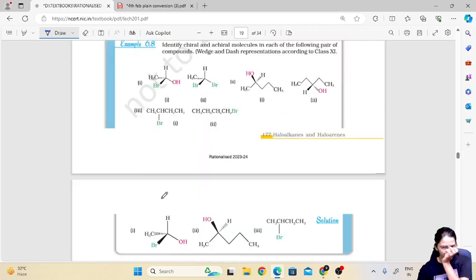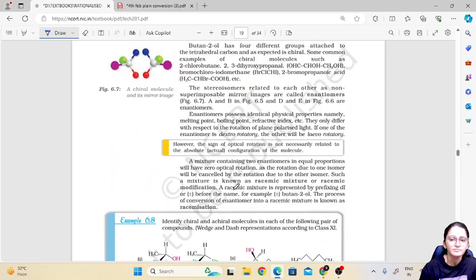Then racemization means what? A mixture containing two enantiomers in equal proportion has zero optical rotation, and it will not rotate the plane of polarized light, because the rotation due to one isomer is cancelled by the rotation due to the other. Such a mixture is called a racemic mixture or racemic modification, and it is represented by DL or plus-minus before the name. This is called racemization, which takes place in the SN1 reaction.